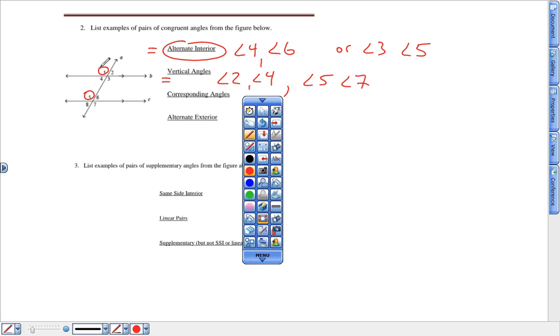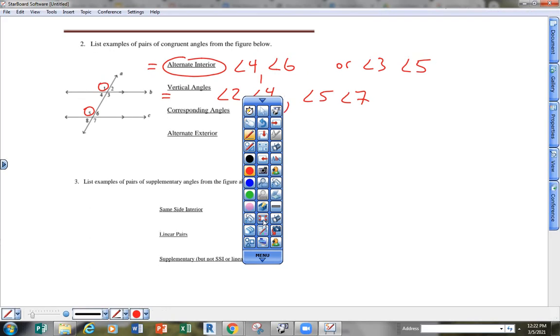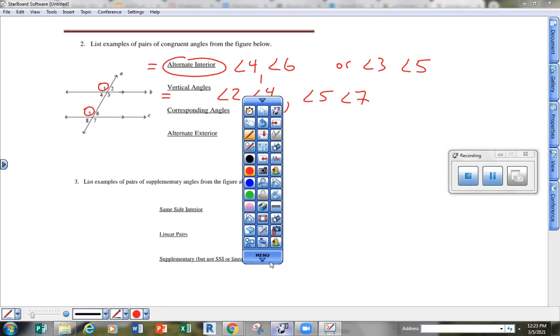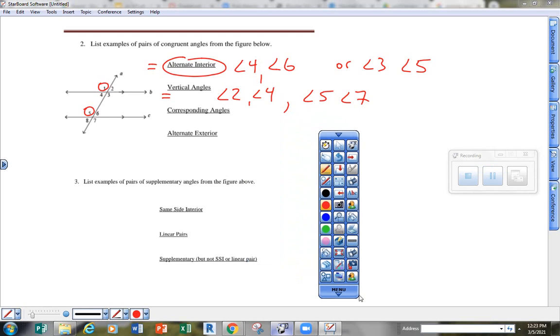You know what, let me pause the video and look that up real fast. All right, it looks like I was correct. Corresponding angles are equal also. It looks like all of these are equal. Corresponding angles would be angle 1 and angle 5, or 2 and 6, or 3 and 7.